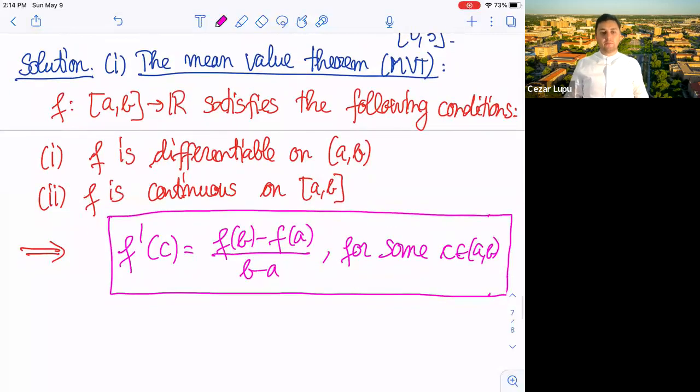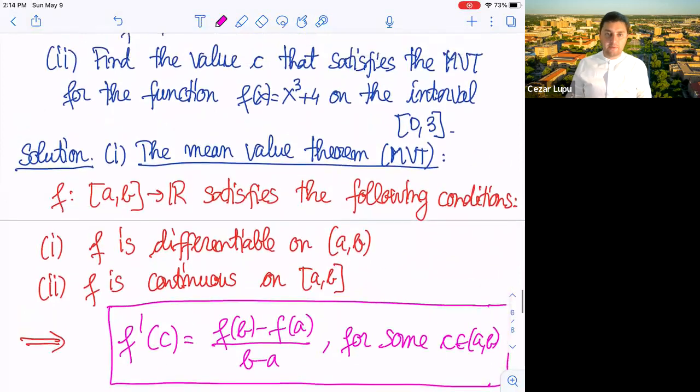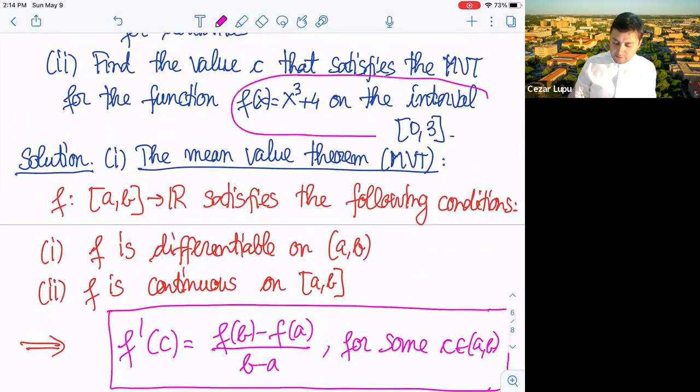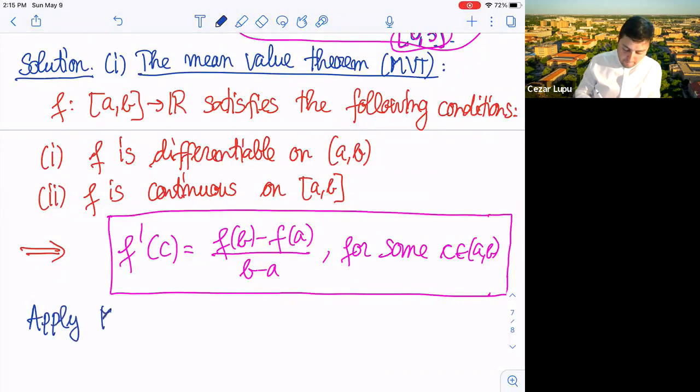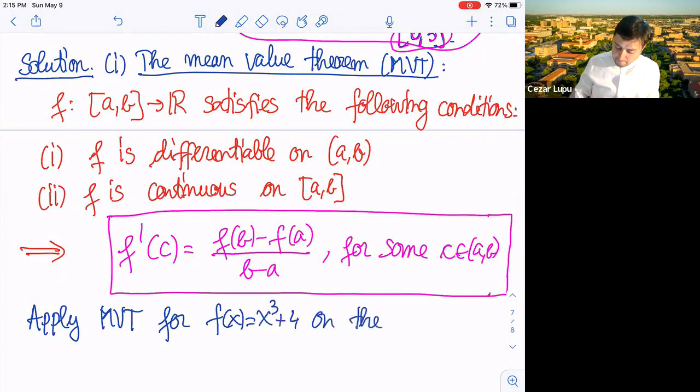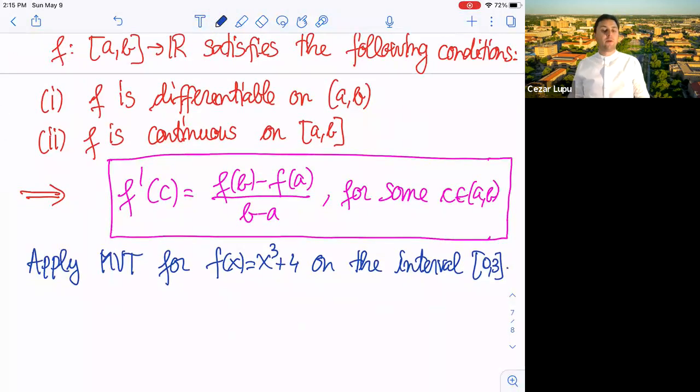All right, so this is a statement, right? And now we would like to apply this statement to this function. So we'd like to find that point C for this function, for x cubed plus 4. And pay attention, it says that this function satisfies the mean value theorem on this interval here, on 0, 3. That's the interval where it's at. All right. So now we're going to apply the mean value theorem for the function f of x equals x cubed plus 4 on the interval 0, 3.